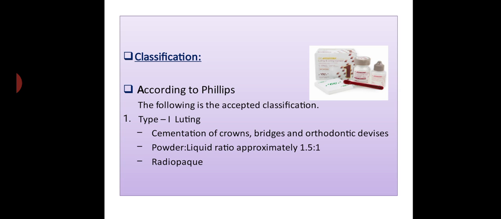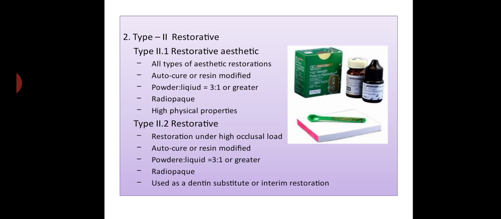Now classification: according to Phillips, the following is the accepted classification. Type 1, luting: cementation of crowns, bridges and orthodontic devices. Powder liquid ratio is 1.5:1, radiopaque. Now type 2 is restorative. Type 2 is further divided into type 2.1, restorative aesthetic: all types of aesthetic restoration, auto cure or resin modified. Powder liquid ratio is 3:1 or greater. Radiopaque, high physical properties.